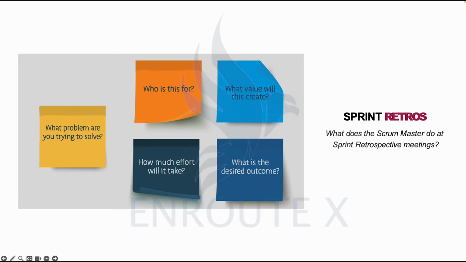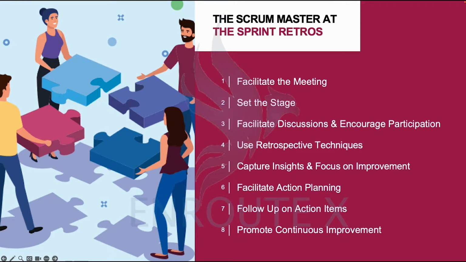So that's casting our minds back on what happens during the retrospective meeting. Let's go over to now see what the Scrum Master does. Of course, some of this we've highlighted, so the ones we've highlighted earlier, we won't take so much time to focus on them.